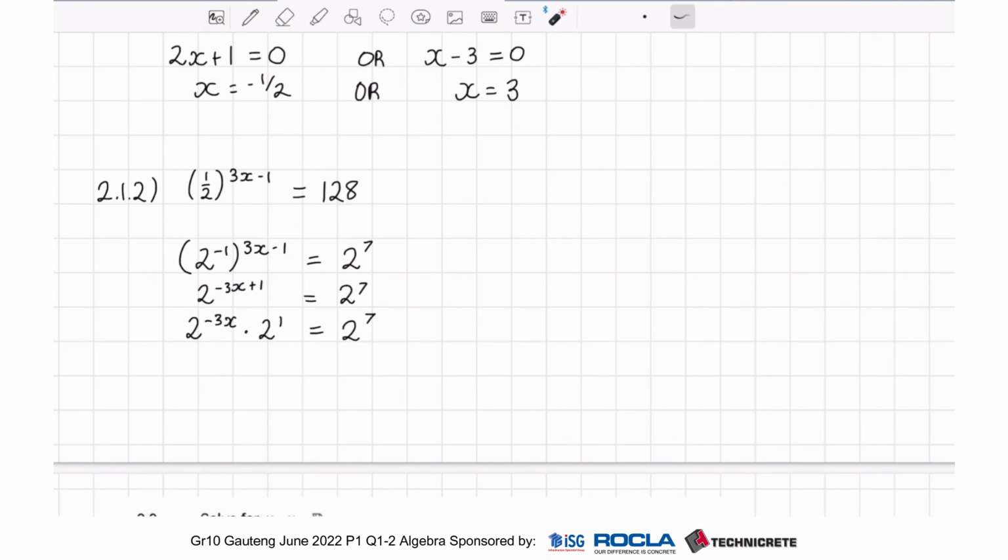And then I'm left with the base that has an x in its exponent on the left-hand side. So I have 2 to the minus 3x is equal to 2 to the 6. Now I've got these same bases, this one is 2 to the minus 3x, and this one is 2 to the 6. And if these are equal, then that means that the exponents are equal. So minus 3x is equal to 6. And I'm just going to divide both sides by minus 3. So on the left-hand side, I'm left with x on its own. And on the right-hand side, 6 divided by minus 3 is minus 2.